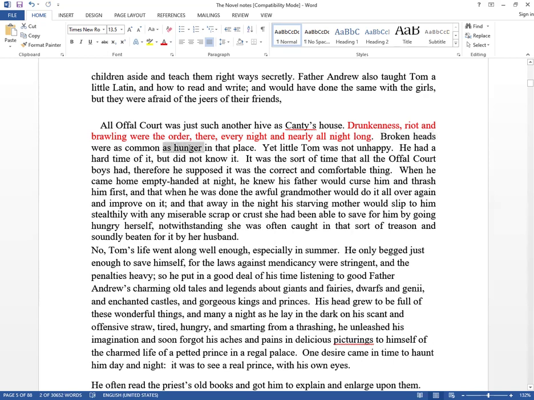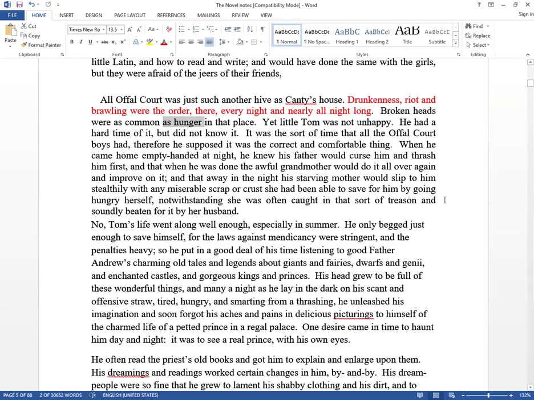Hunger is another problem in this place. People do not have enough food. Sometimes a small piece of bread for the day, because they are extremely poor. They have no money to buy food.